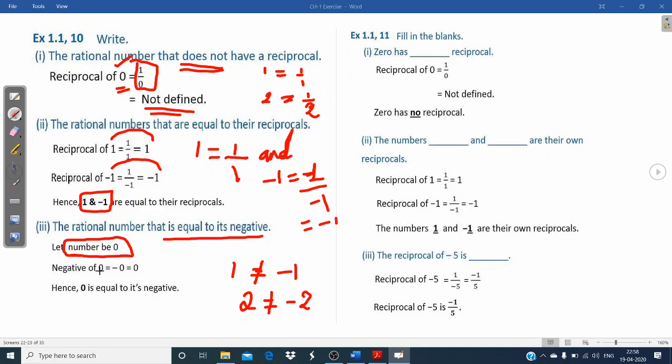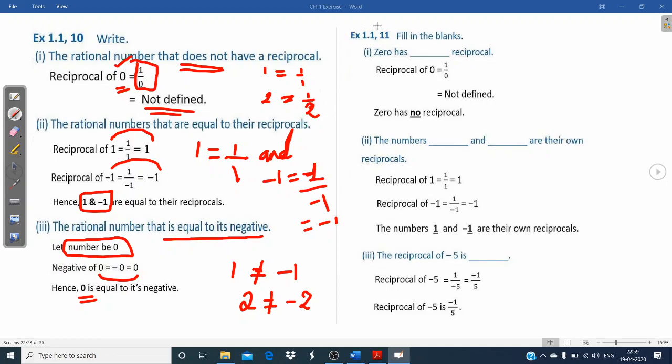0. Because if I write 0 equal to minus 0, and since we know 0 does not have any sign, this minus sign is invalid. So the negative of 0 is also 0. The positive of 0 is 0 itself, because 0 does not have any sign. So the rational number which is equal to its negative is only 0.